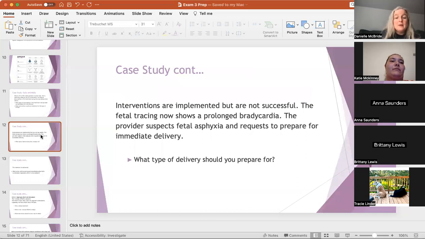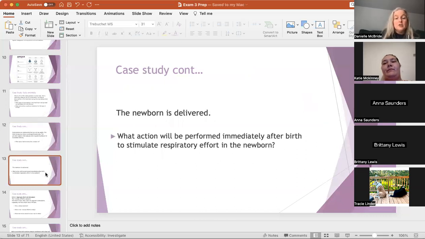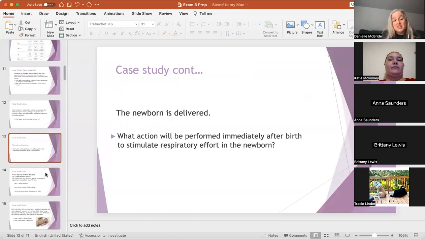The provider suspects fetal asphyxia and requests to prepare for immediate delivery. How are we delivering baby Molly? Cesarean. Yeah, we're gonna have to go back to the OR. So baby comes out. What action will be performed immediately after birth to stimulate respiratory effort? Suction and vigorous rubbing. Okay, so we're gonna try and stimulate the baby and maybe suction, probably suction.